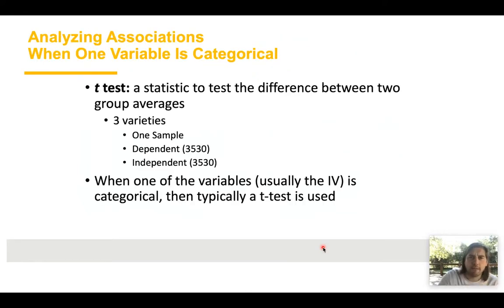Just a quick aside, there are multiple types of t-tests, three main varieties: a single sample or one sample, which you've already seen, and then dependent or independent, which you'll get into in 3530. We will not get into those here or this semester.